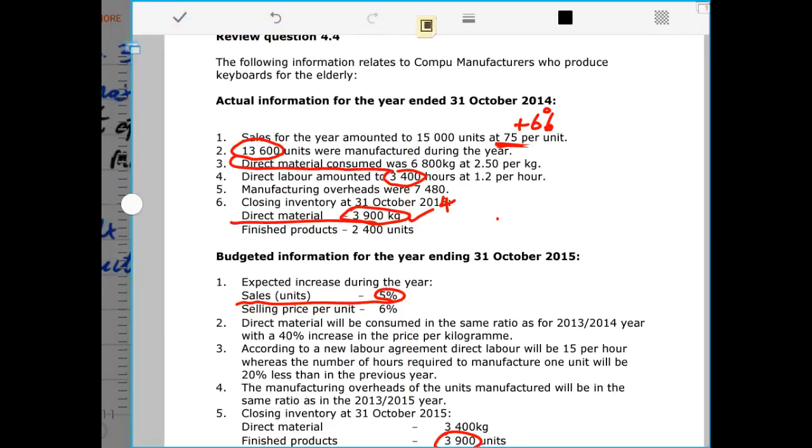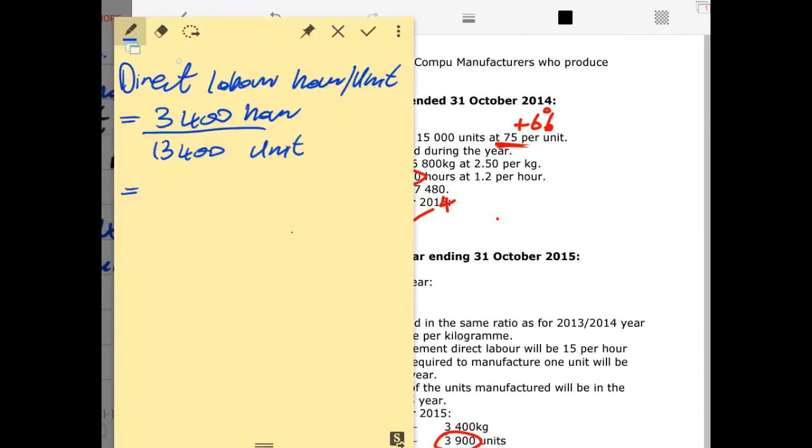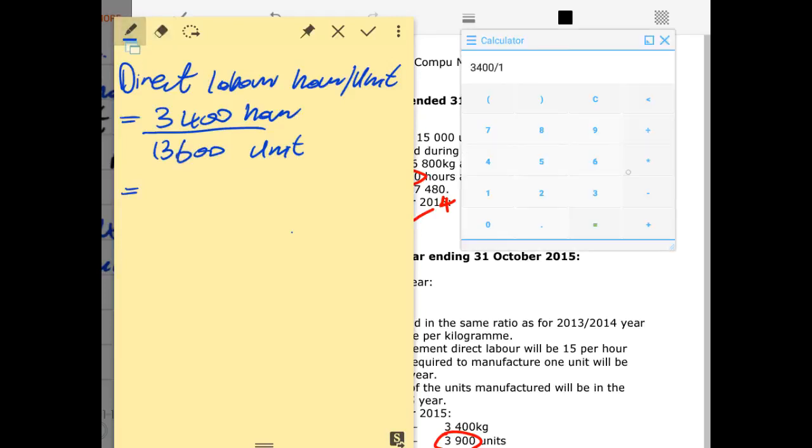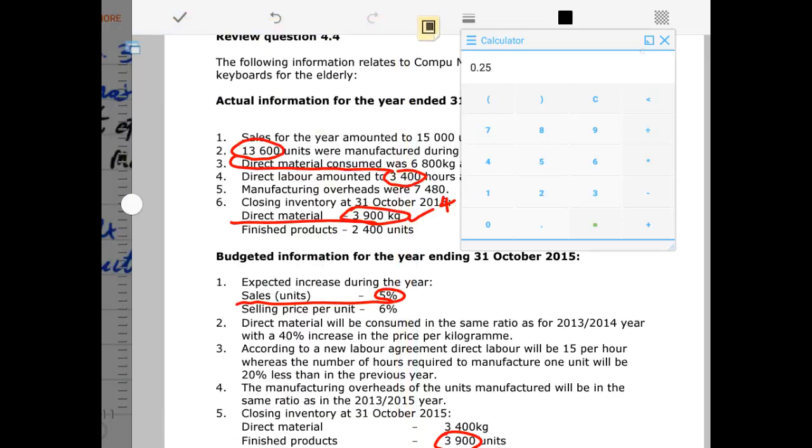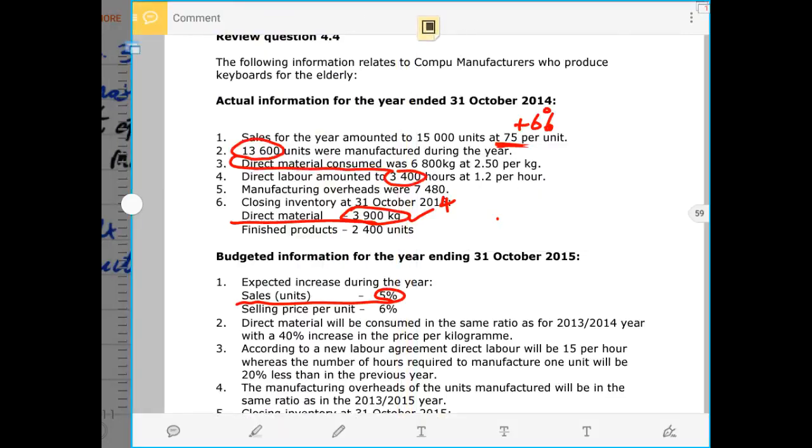3,400 divided by 13,600 units, sorry, 13,600 units. And this gave us 0.25 hours. That means it takes 0.25 hours to complete one unit, 0.25 hours per unit. Last year it took 0.25 hours to complete one unit, and there was information regarding the labor hours.